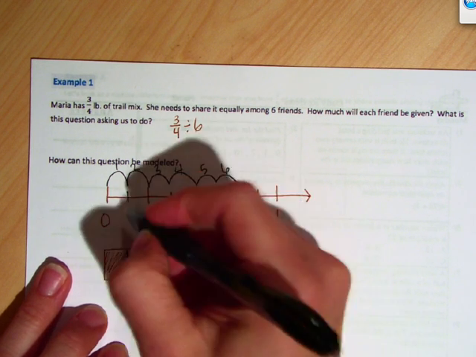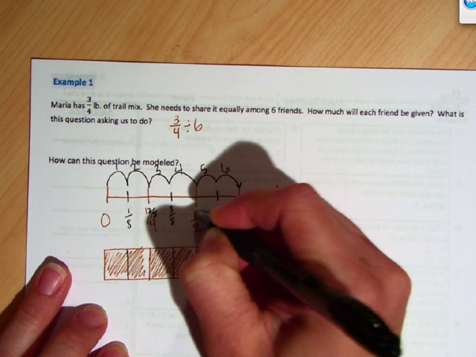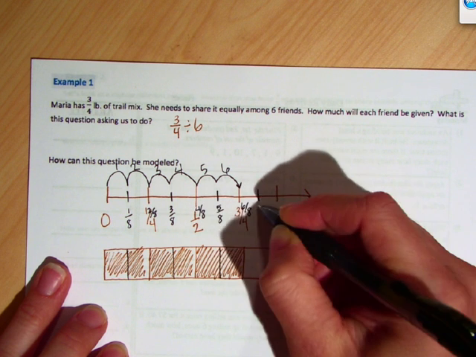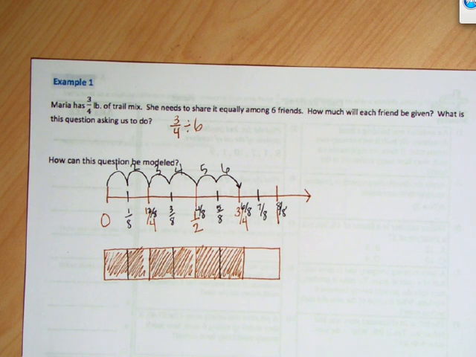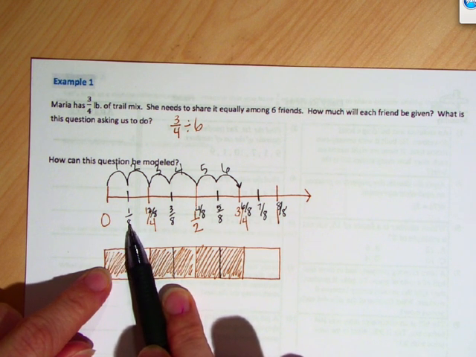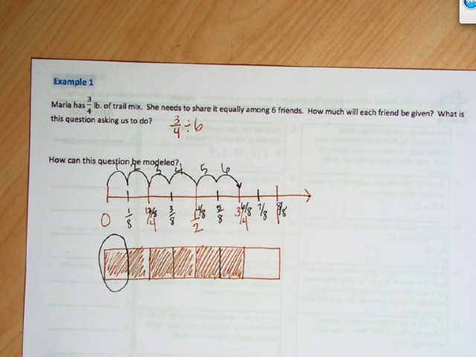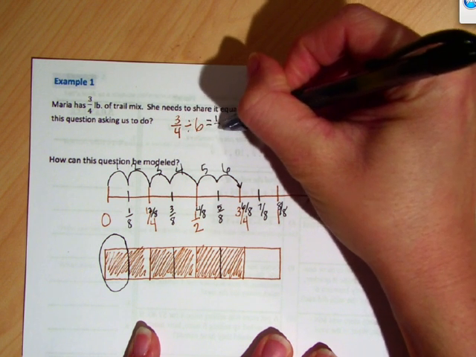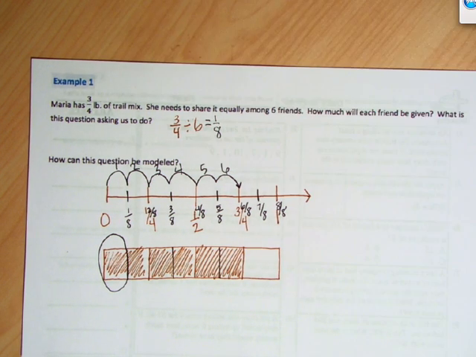If they're all 8s, then this is 1/8, 2/8, 3/8, 4/8, 5/8, 6/8, 7/8, 8/8. Okay, so now I have kind of a new number line, new numbers. Each person is going to get 1/8 of a pound of trail mix. So this is for one person. So that tells me that 3/4 divided by 6 equals 1/8. Everybody is going to get 1/8 of a pound of trail mix.